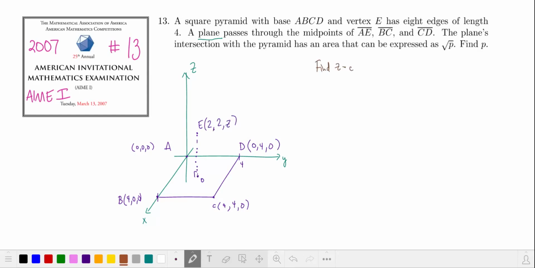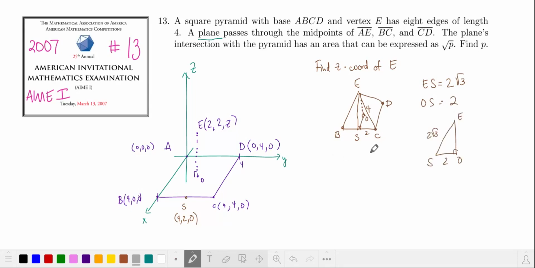So let's find the z coordinate of our point E. All these side lengths are 4, so EC is 4. I'll draw this altitude. We'll call this S. It's halfway between B and C, so its coordinates are 4, 2, 0, and this distance from S to C is 2. This is 30, 60, 90, so ES is 2 root 3. O again is the center of our square. The distance from O to S is also 2. And now we can use the Pythagorean theorem to find the distance from E to O, or the height of our pyramid. So our z coordinate is 2 root 2.